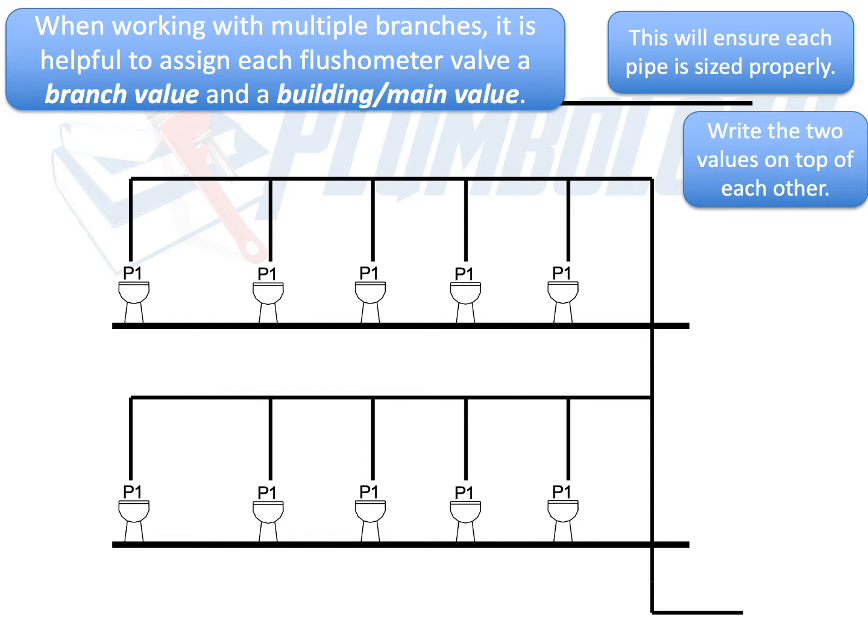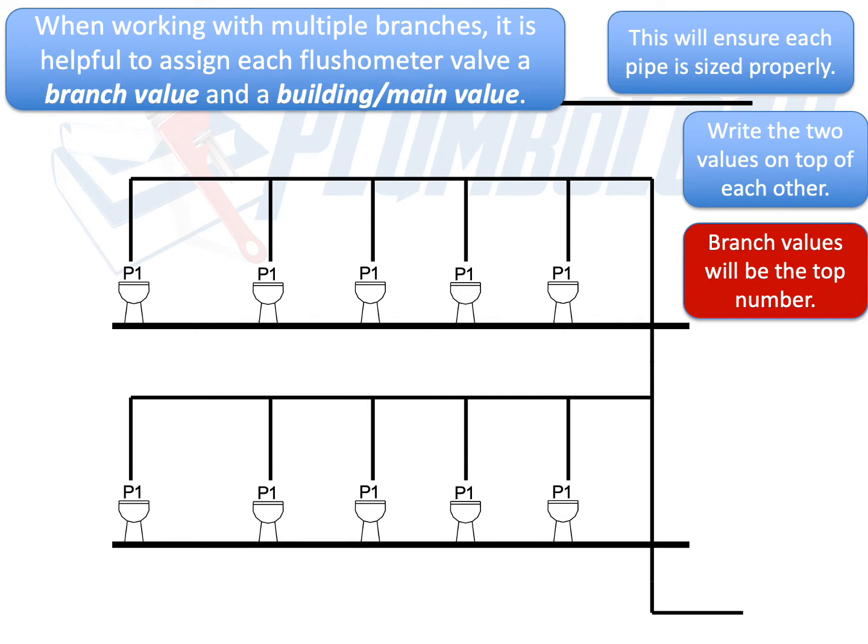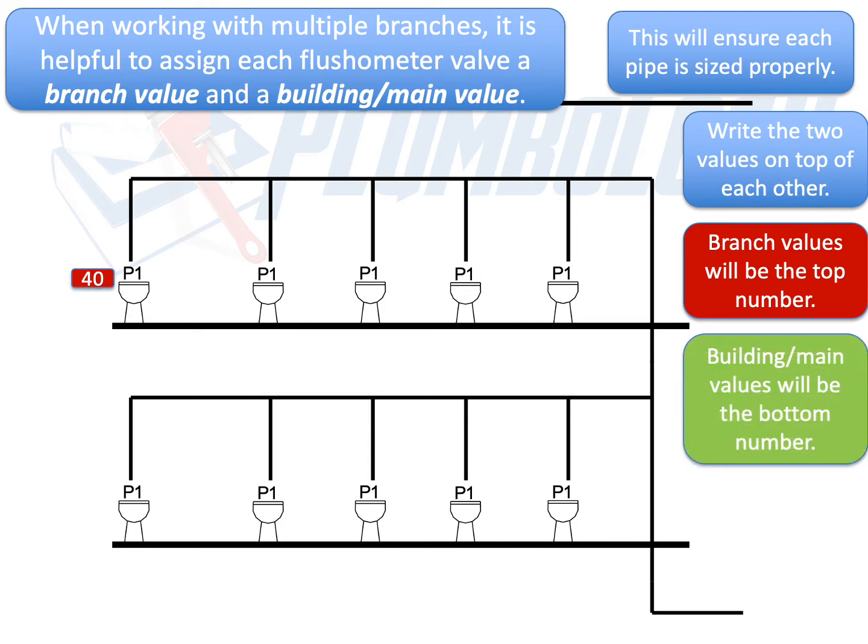So what we want to do is write 2 values on top of each other. The branch values will be the top number. So if we go to the second floor, the most remote fixture in the building will be the P1, which is a water closet with a flushometer valve. And we simply write a 40 next to that fixture. The building values will be the bottom number. So near the same flush valve or the same toilet, we write a 40.